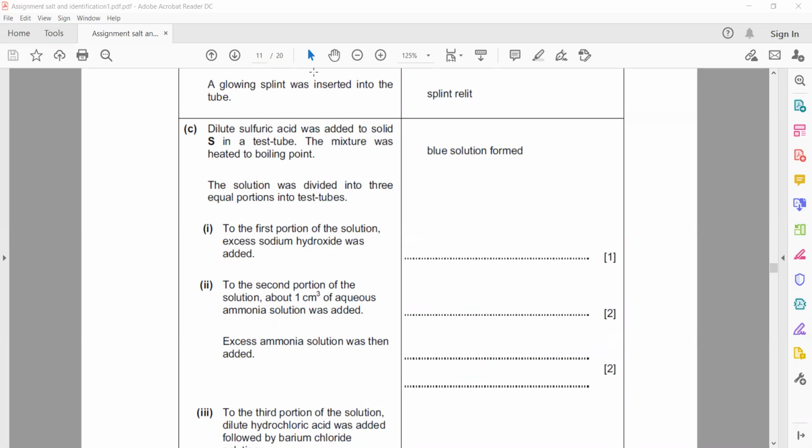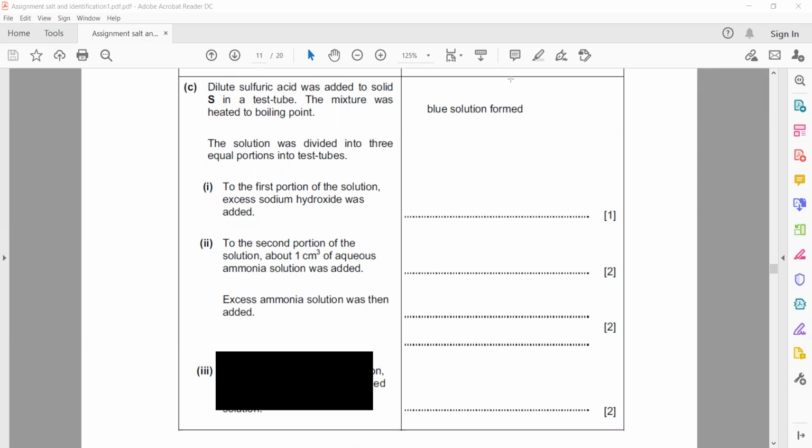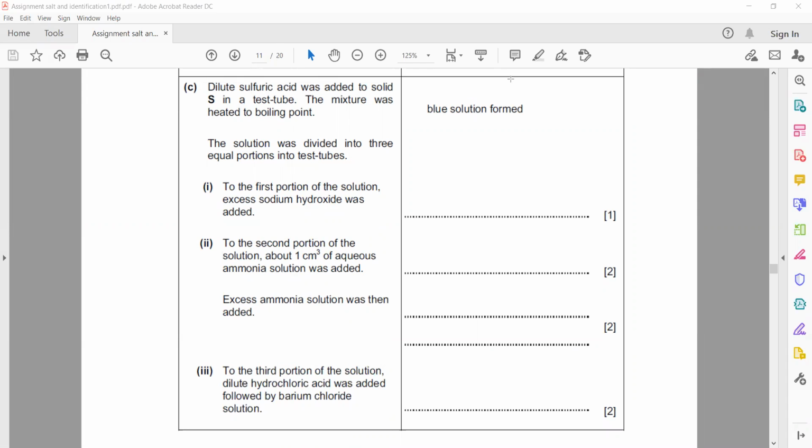Then the next one, to the third portion, we add hydrochloric acid followed by barium chloride. So barium chloride, and this is a test for which ion? Barium chloride or barium nitrate? Yeah, this is a test for sulfate ion.